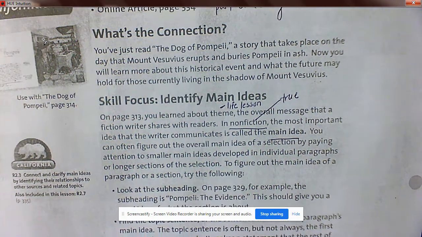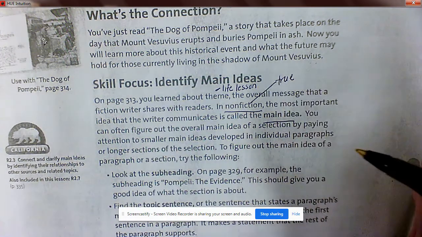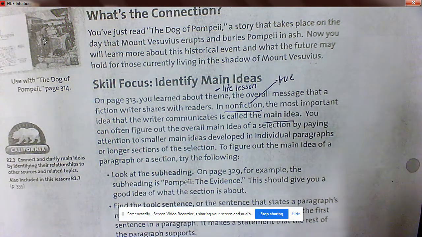Now, this will help you in English class. If you can identify the main idea in reading, you will be able to, when you write your stories, create your own main idea if you know where it's at in the reading.